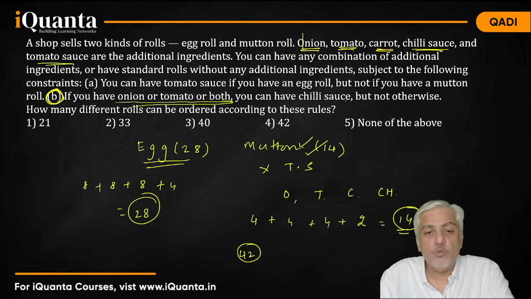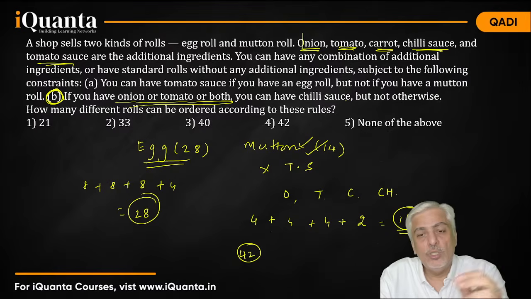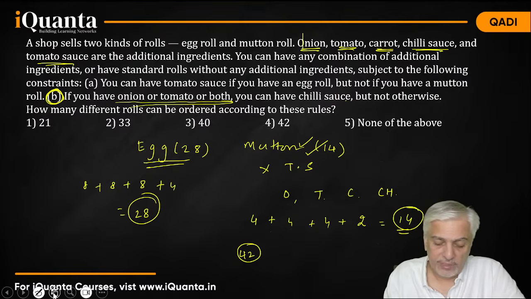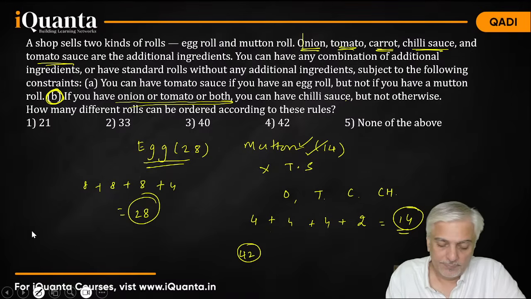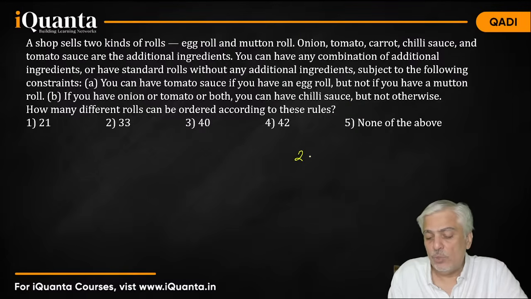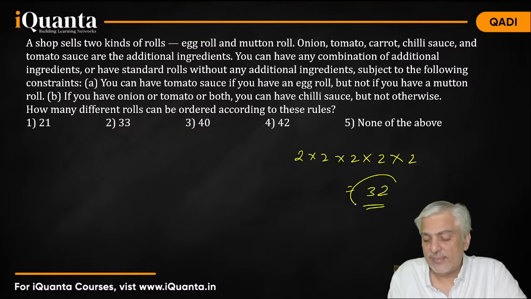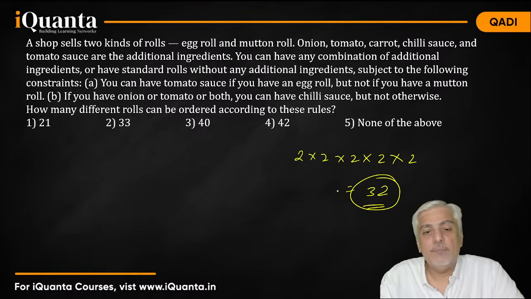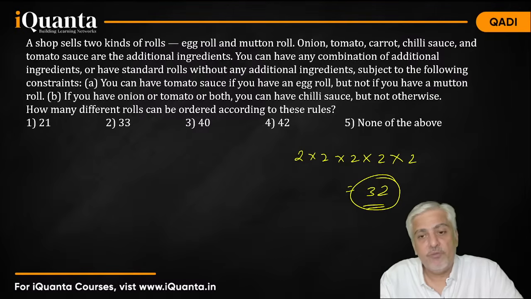How would that 32 come as 2 raised to 5? You will have 2 raised to 5 condition. For every particular thing, you can have it or not have it. So basically, you can have onion, not have onion. You can have tomato, not have tomato. So for everything, you'll have 2 cases. So if the condition B was not there, then it will be 2 into 2 into 2 into 2 into 2, 32 cases, right? But now what happens? Now think a little bit. Because of the conditions, you'll have to do them separately.